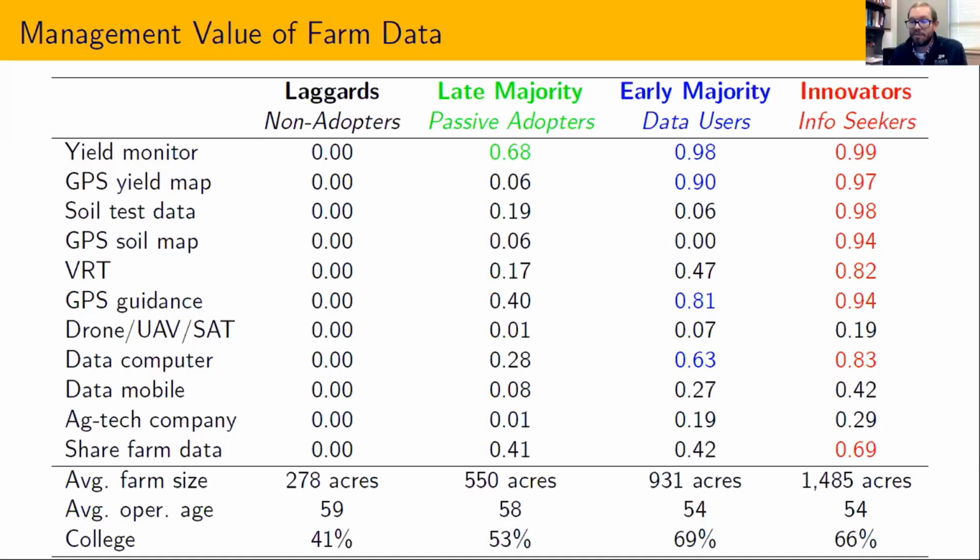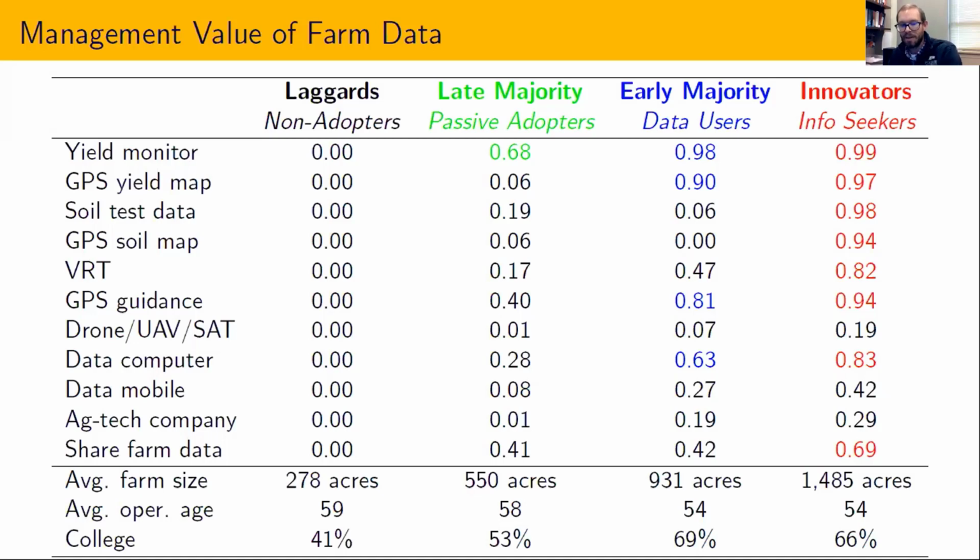Naturally, those are farms that are very small. So the average farm size there of 278 acres is a little bit misleading, because that's the number of corn acres they planted in 2016. It's not the total land holdings of those farms, just the number of corn acres they planted. That is going to correspond pretty closely to how much total land they have. But just for comparison, you go all the way to the innovators and they're significantly bigger, almost 1,500 acres of planted corn.